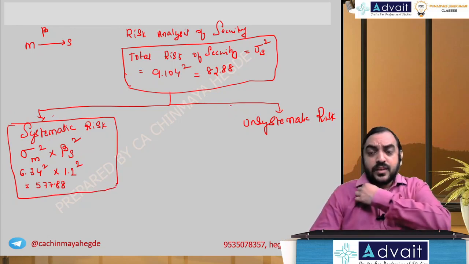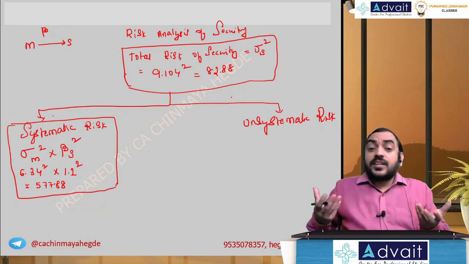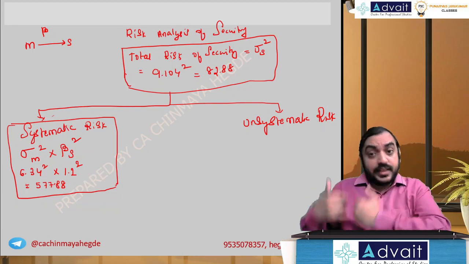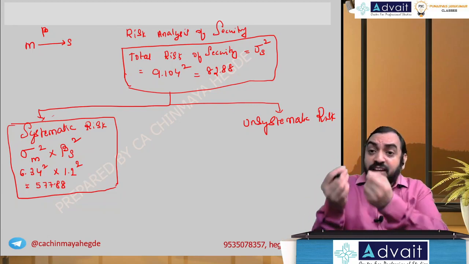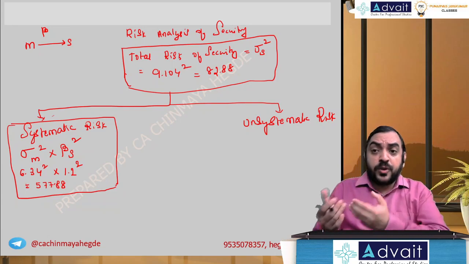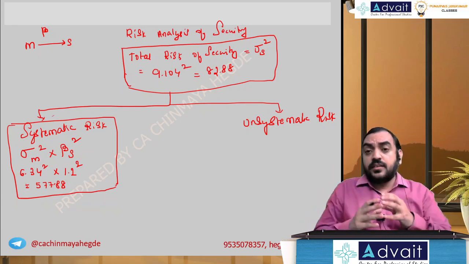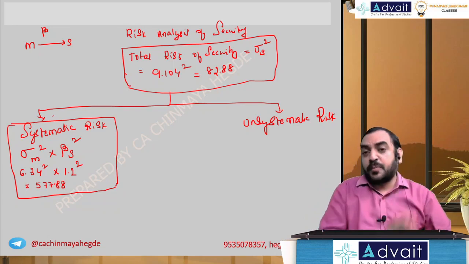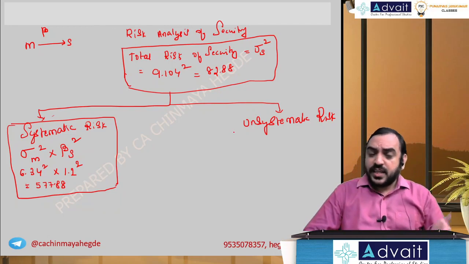Unsystematic risk, the movement of the security not connected with the markets. Movement of the security for reasons other than market, specific reasons, micro factors, management, employee problem, labor problem, interest rate or leverage position of the company, capital structure, fundamentals, what is specific to the company. That is unsystematic risk, calculated as a residual number, that is total risk, sigma s square, minus systematic risk, that is sigma m square into beta square.